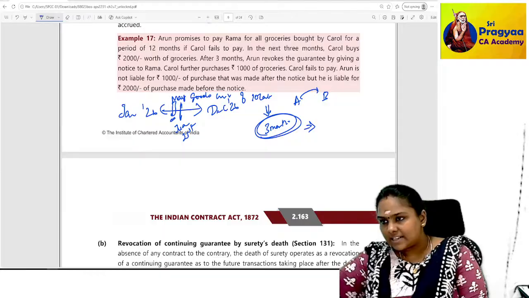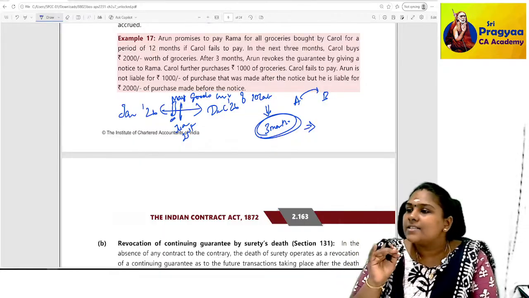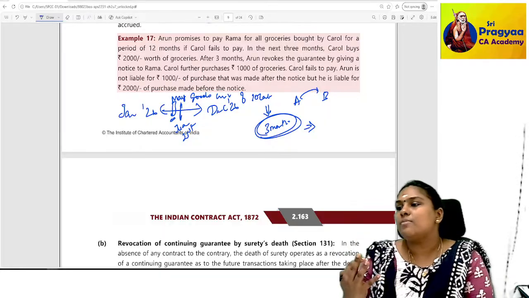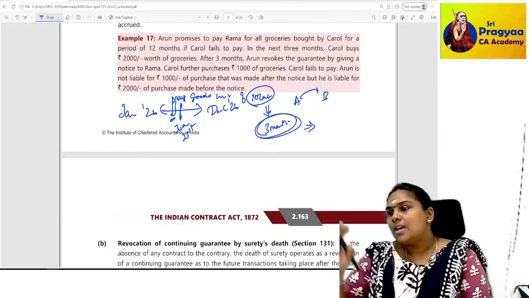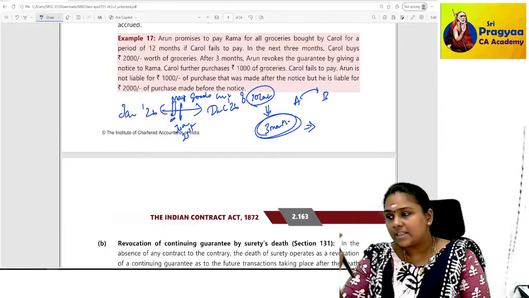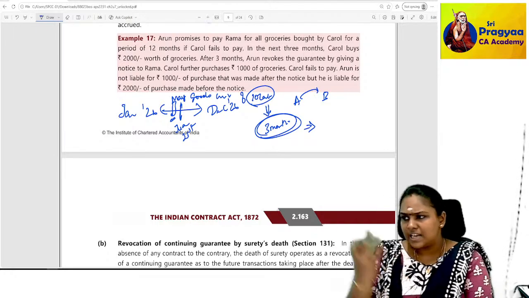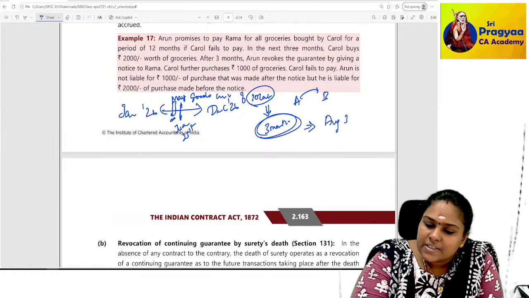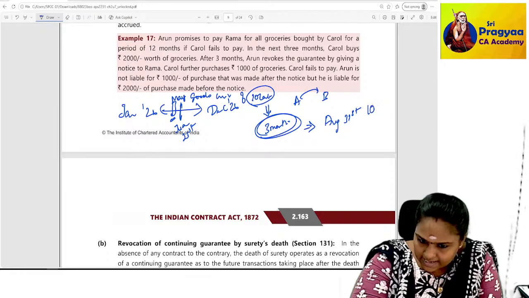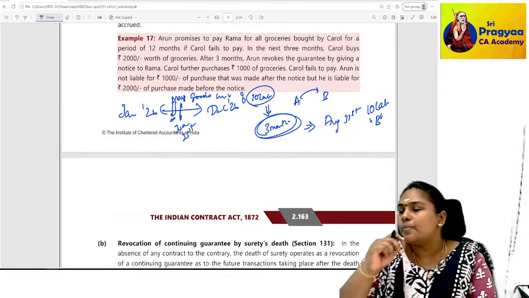The transaction happens in May month. Okay, let's take May 30th. From the 30th transaction date, 3 months time is there for payment. So when is this 10 lakhs due? June 30, July 30, August 30. Correct? Or August 31st, 3 months, correct? Now, which means on August 31st, who is liable to pay? 10 lakhs. The principal debtor, who is B, is bound to pay 10 lakhs.